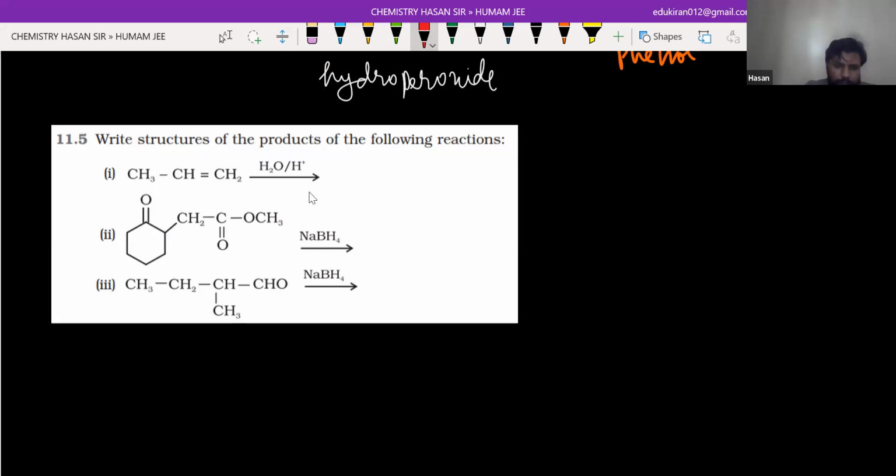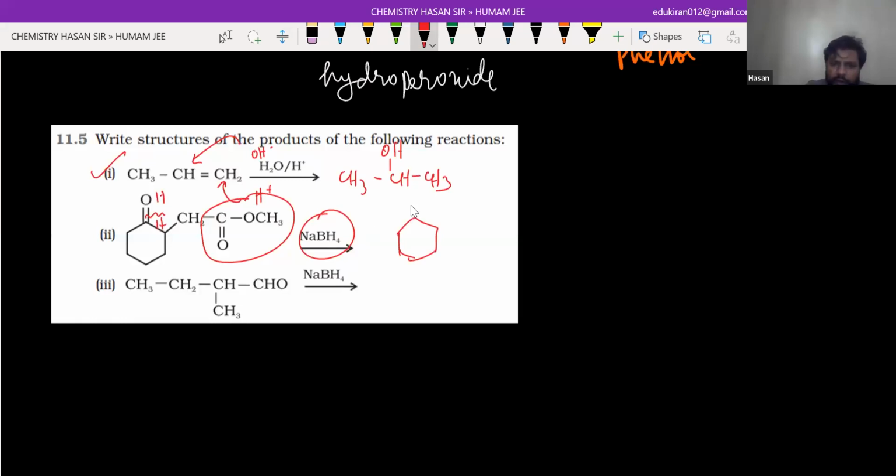You are done. Okay, so this is catalytic hydration. So OH minus, Markovnikov, it will go here, and H plus will go here. So it will be CH3, CH, OH, and then CH3. After this, NaBH4 can reduce aldehyde or ketone only. So this is your ester, it cannot be reduced. Only ketone will be reduced. Hydrogen, hydrogen. So cyclohexanol it becomes, and this is OH. And the rest part will be as it is.